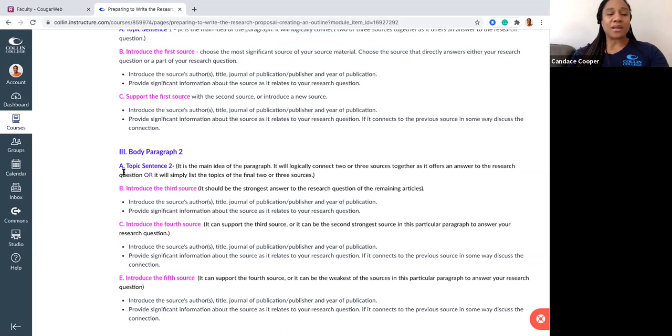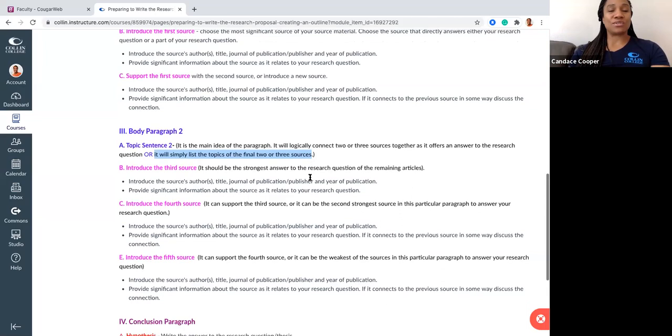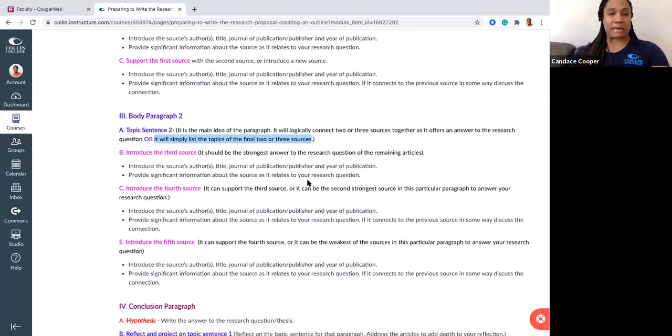So you'll write a second body paragraph, and you'll keep the same idea. In this case, you will logically connect 2 or 3 sources together. Again, it will offer an answer to the research question, and it will show the relationship between these 2 or 3 sources. Or it may work out to where these other 3 sources don't necessarily have a connection together. So you'll just simply list the sources, the first one, the second one, and the third one. And when you list them, they'll simply exist in the same paragraph just because they can answer your research question, but not because they necessarily connect together.